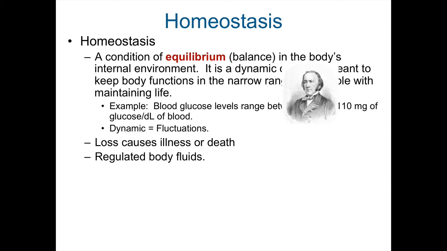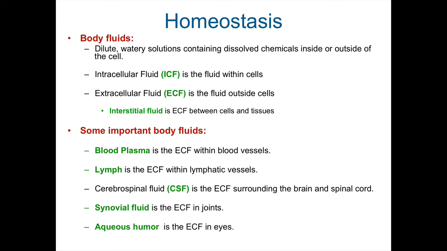And our bodies have the ability to maintain these numbers in their normal range, irrespective of what the environment might be. So that is called homeostasis, and it's usually regulated. A lot of different systems have to work in conjunction with each other in order to maintain homeostasis, and it usually involves body fluids. So let's look at the different body fluids that are involved in homeostasis.